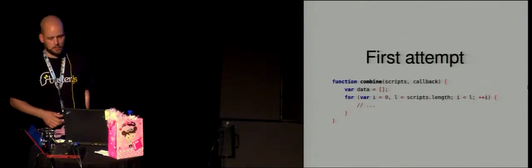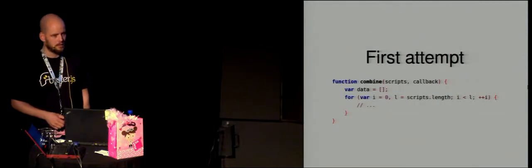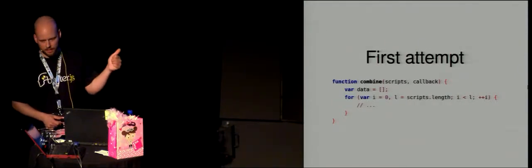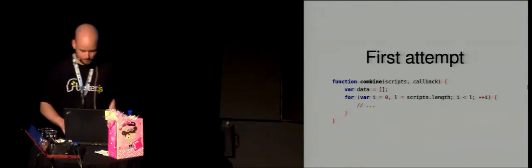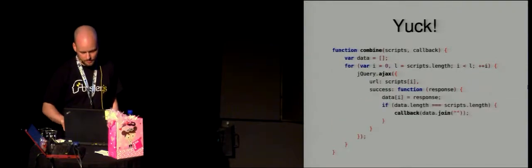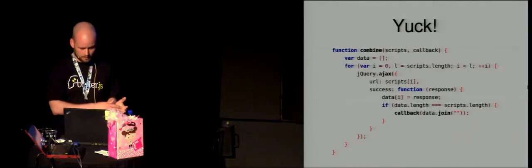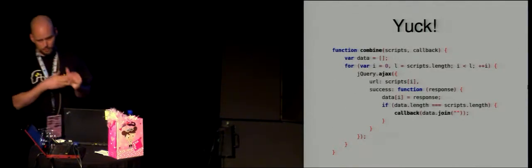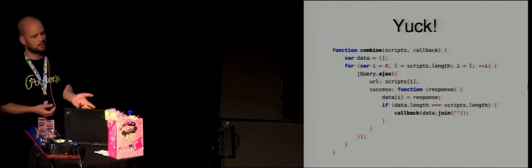Let's try a solution. We'll bust out our trusty old for loop again. My bookkeeping solution here is the data array. I'm going to put the results into the correct indexes there and combine that. Do the Ajax call. I'm doing this in a for loop, which makes them parallel because it's asynchronous. Then in the success handler, we put the response into the corresponding index in the data array. And then we check if we got enough results, then I'll combine it and call a callback.